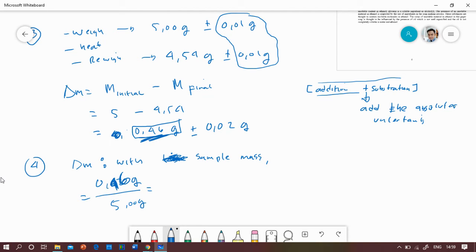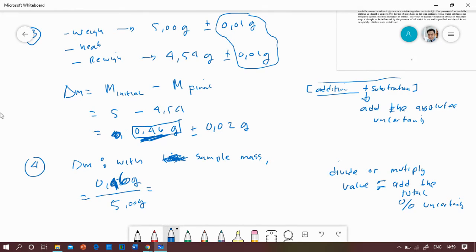This is the value, delta mass, and then divide. For example, I want to divide them with the initial. So if you divide or multiply value, then the uncertainty, you have to add the total percent of uncertainty.